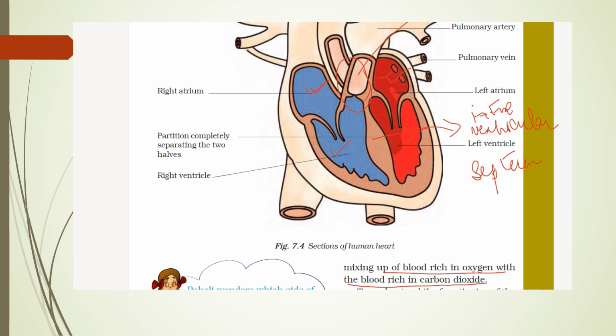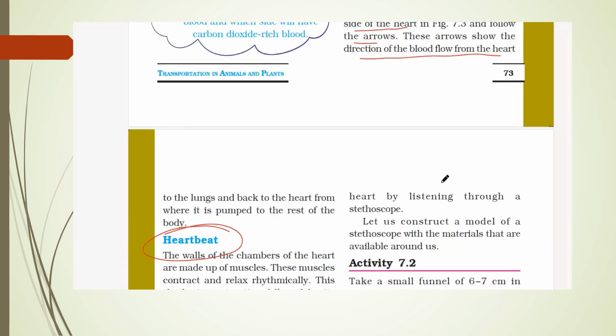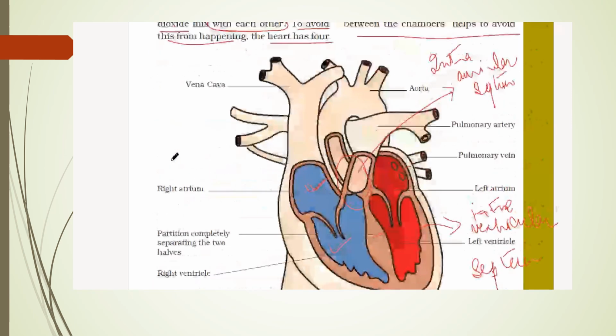Now let us see, to understand the functioning of the circulatory system, it starts from the right side of the heart and it will be followed with the arrows. These arrows show the direction of the flow of blood from the heart to the lungs and back to the heart, from where it is pumped to the rest of the body. We will see the structure of the heart in detail and what these veins and venules are. Okay, let us see this.